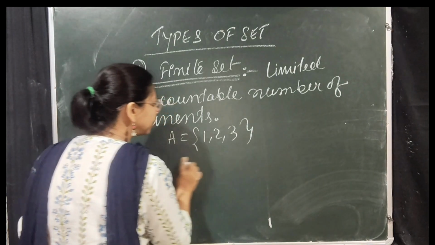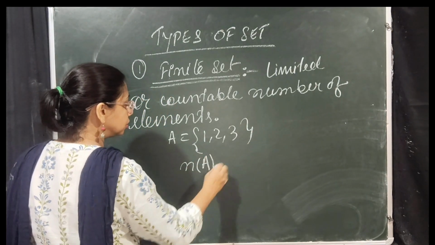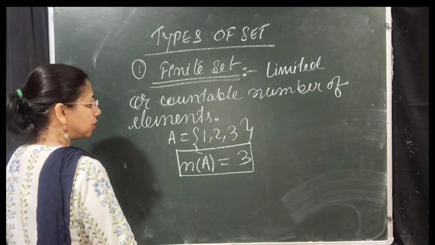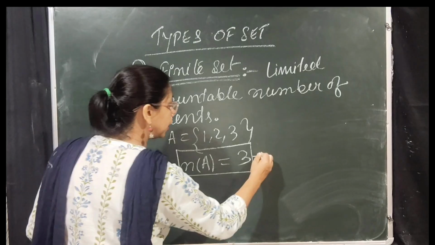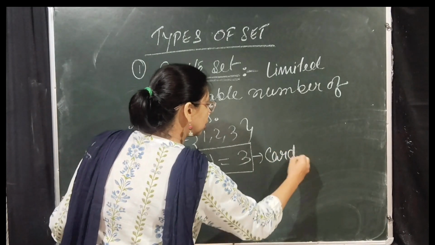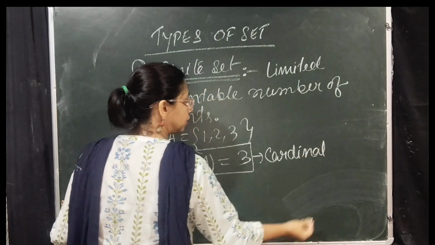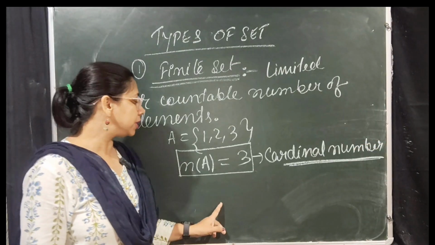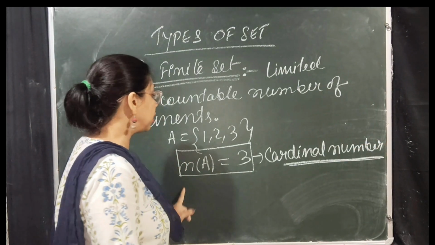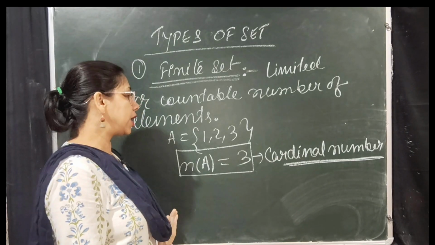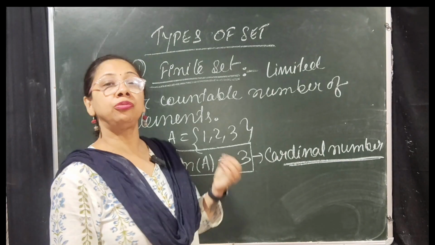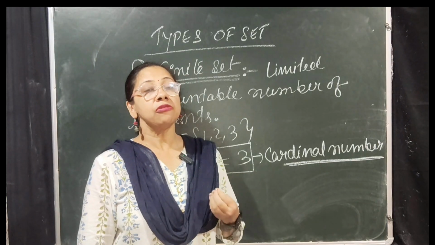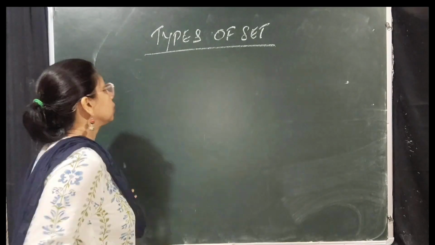How many elements are there? There are 3 elements. This is also known as cardinal number. Cardinal number is the total number of elements a set has. So, to find out cardinal number, a set must be a finite set.